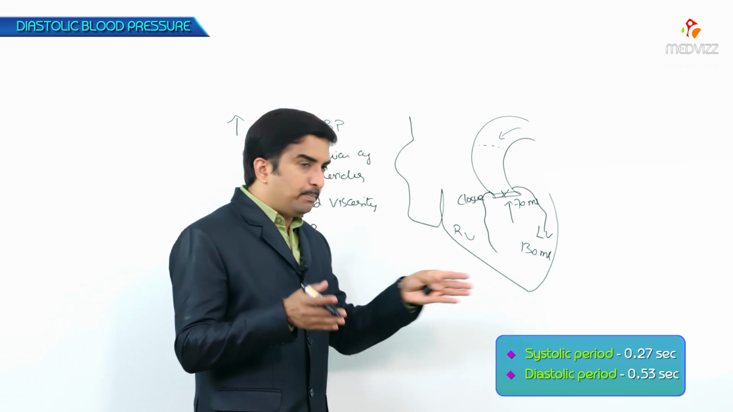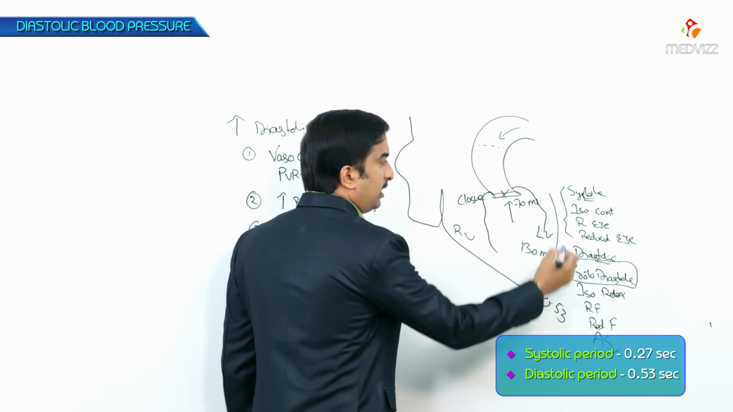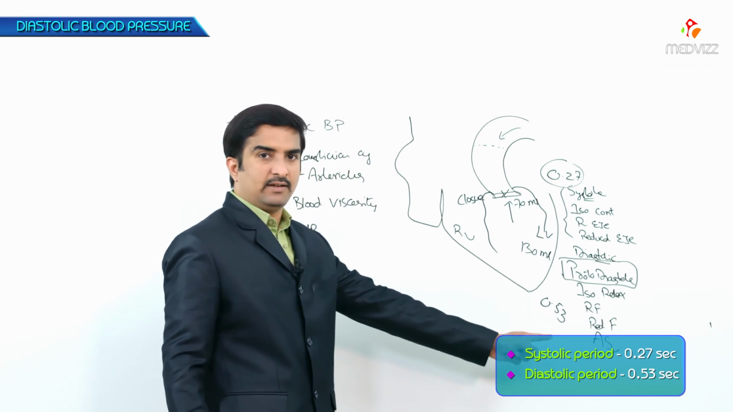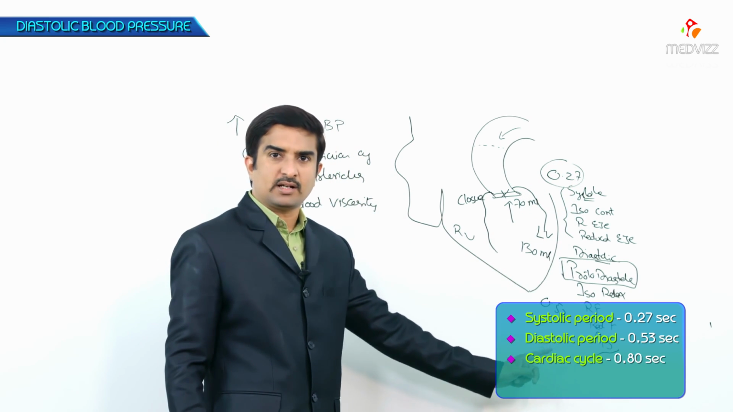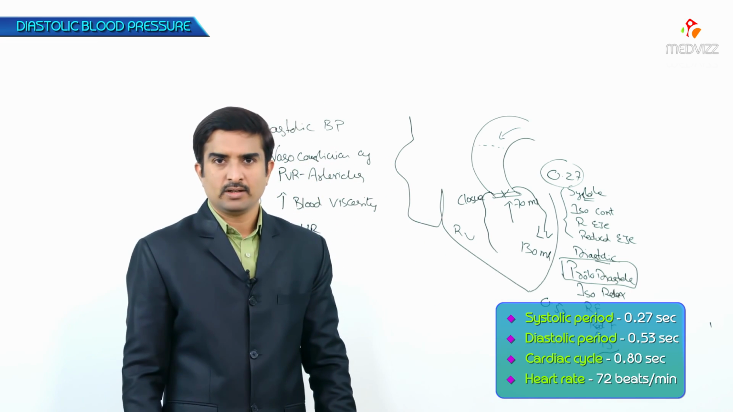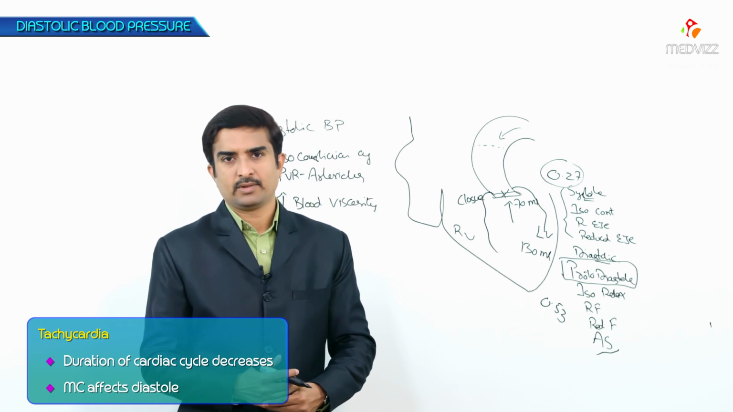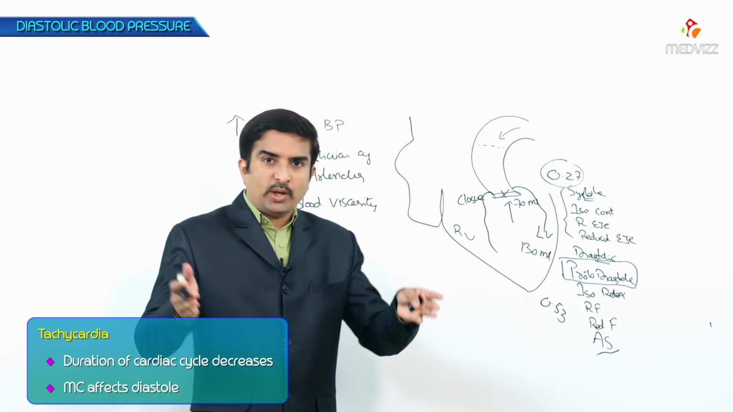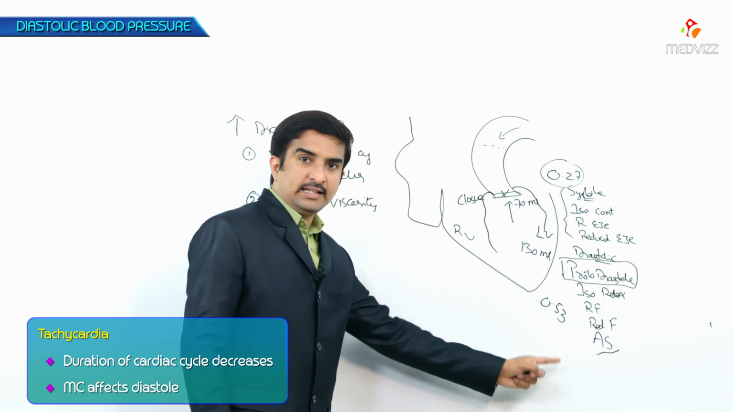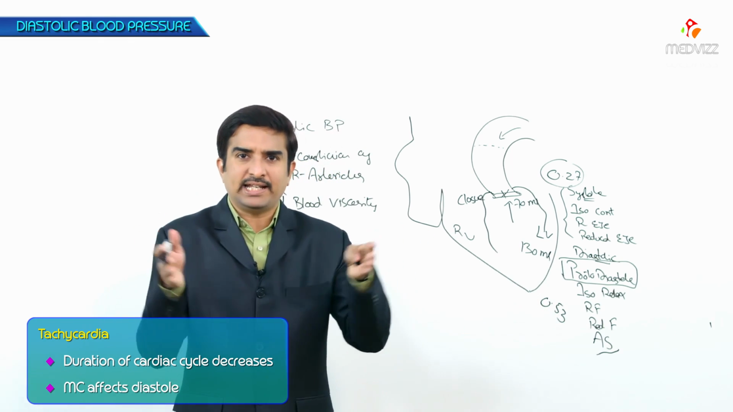If the diastolic period is 0.53 seconds, and 0.27 seconds is the systole, then 0.80 seconds is the cardiac cycle when the heart rate is 72 beats per minute. If heart rate is greatly increased in tachycardia, generally the duration of the cardiac cycle decreases. More commonly, it affects the diastolic period of the cardiac cycle. So, the overall duration of the diastole decreases.